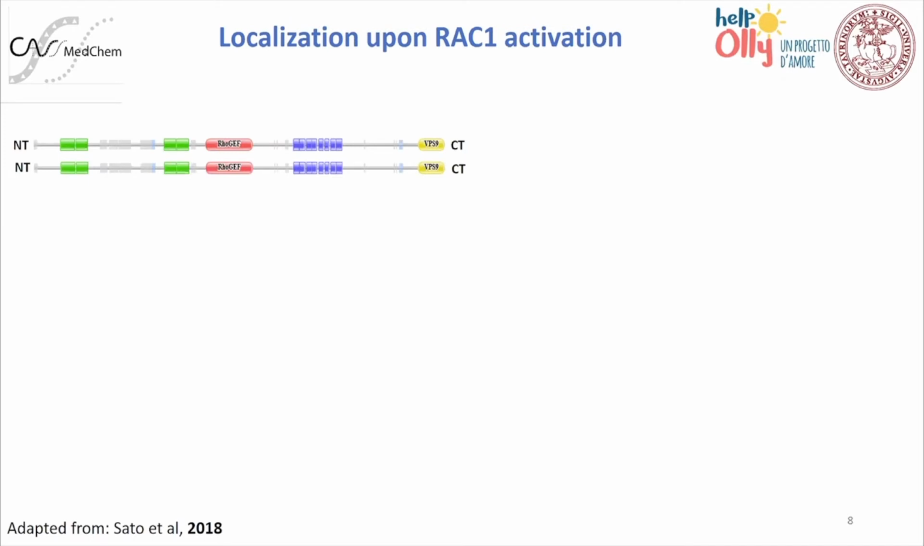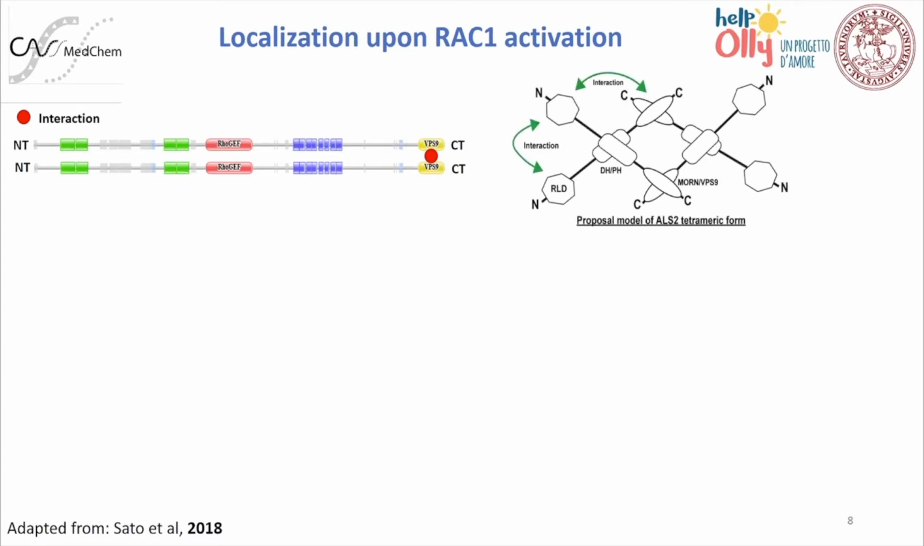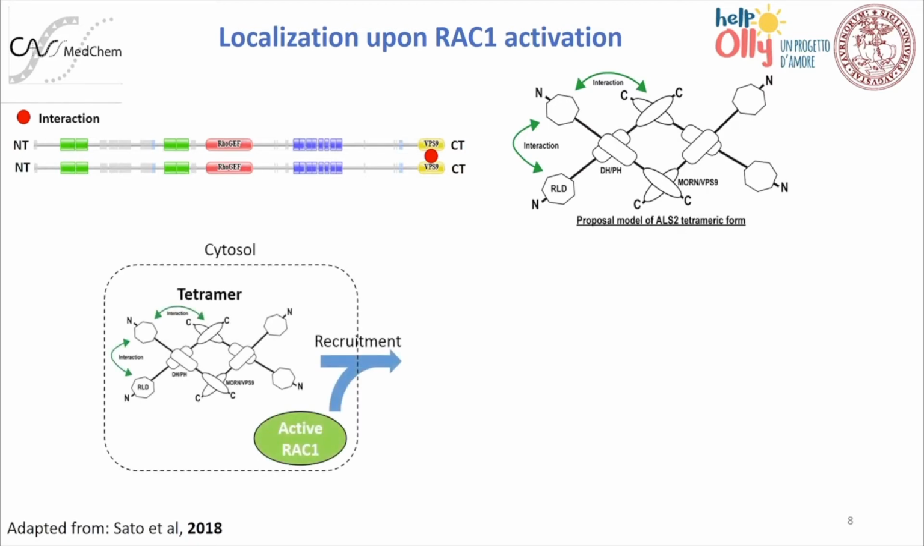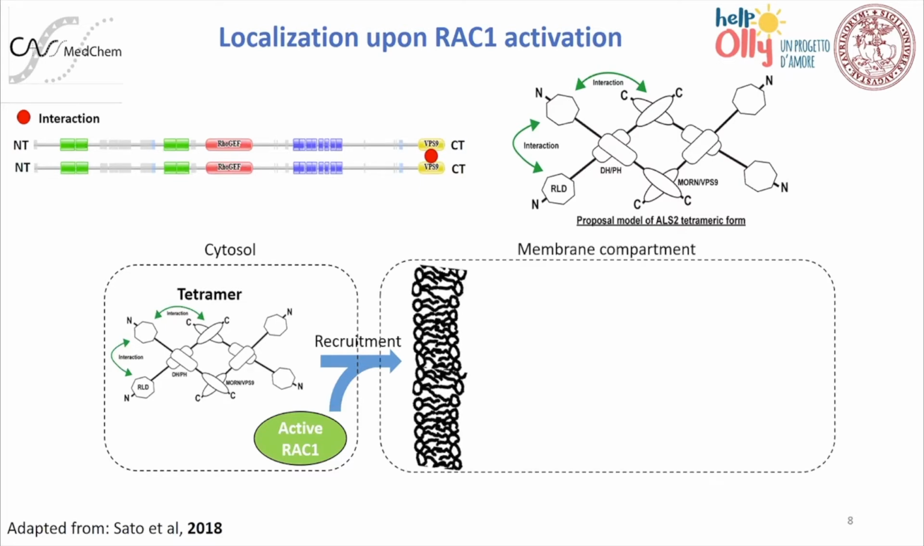And this is extremely important because Alsin in the cytosol is not present as a monomer, but it's present as a tetramer, which starts from the formation of a dimer whereby two VPS9 domains interact, constructing the Alsin dimer, which subsequently tetramerizes by interaction of two dimers. This form is the form that is able to recruit active Rab1. And this is important for the localization to lipidic membrane compartments.